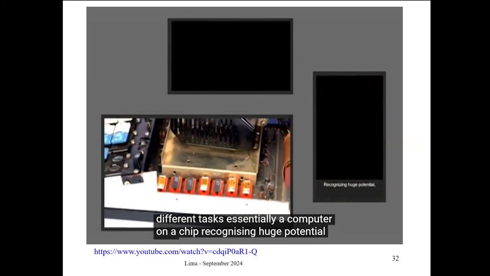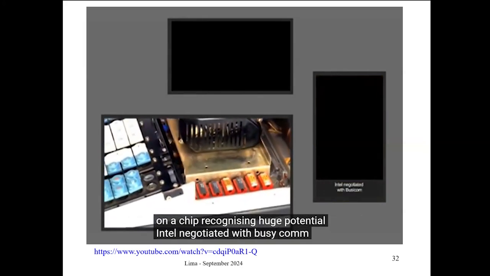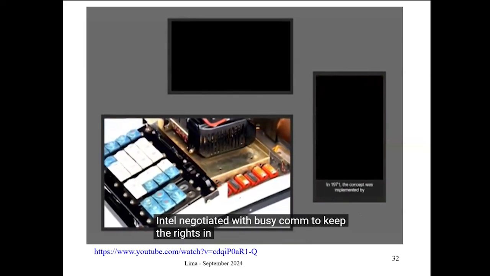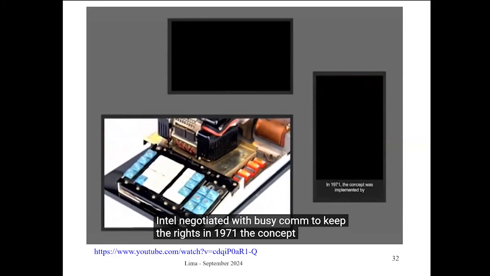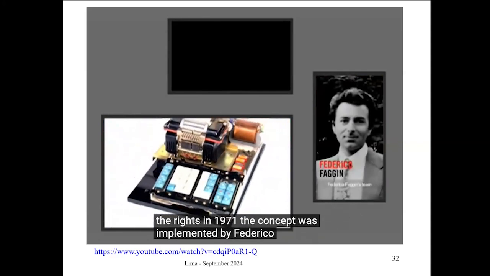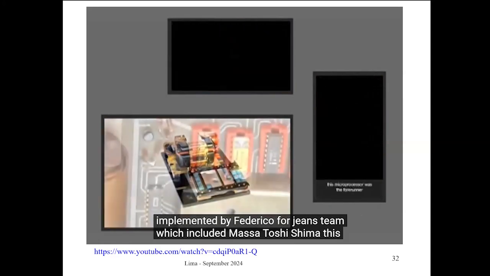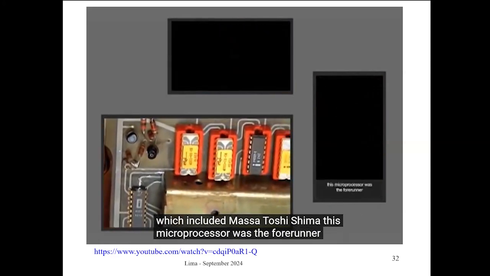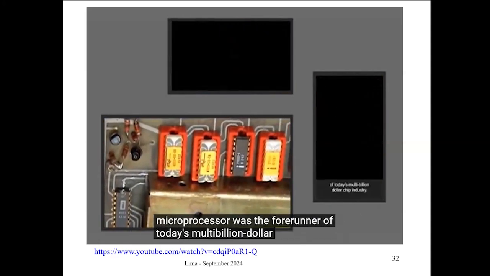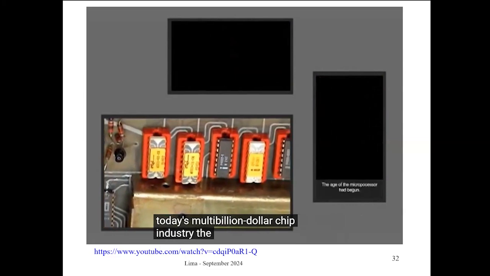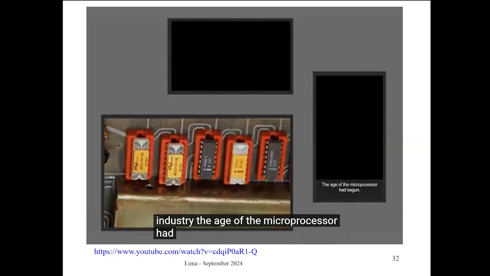Recognizing huge potential, Intel negotiated with Busicom to keep the rights. In 1971, the concept was implemented by Federico Faggin's team, which included Masatoshi Shima. This microprocessor was the forerunner of today's multi-billion-dollar chip industry. The age of the microprocessor had begun.